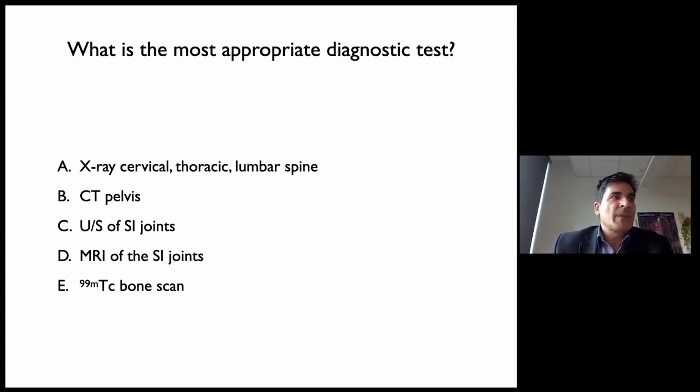A, an X-ray of the cervical, thoracic, and lumbar spine. B, CT of the pelvis. C, an ultrasound of the sacroiliac joints. D, an MRI of the sacroiliac joints. Or E, a technetium bone scan. And the correct answer is D, an MRI of the SI joints.